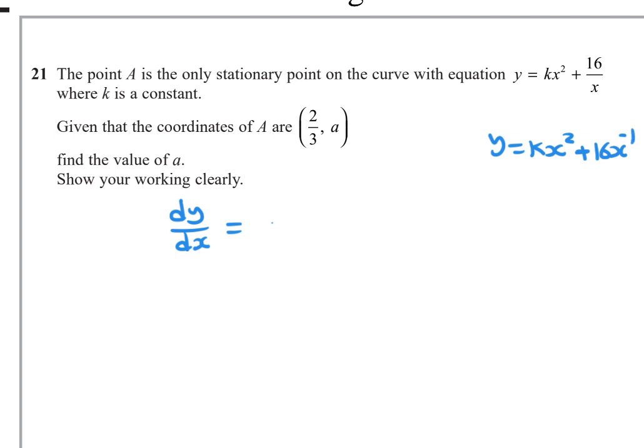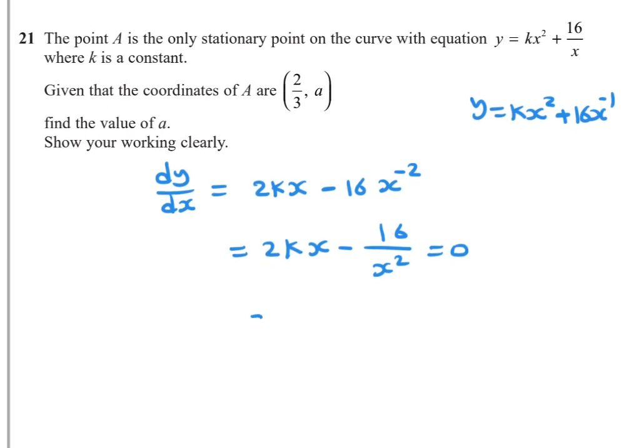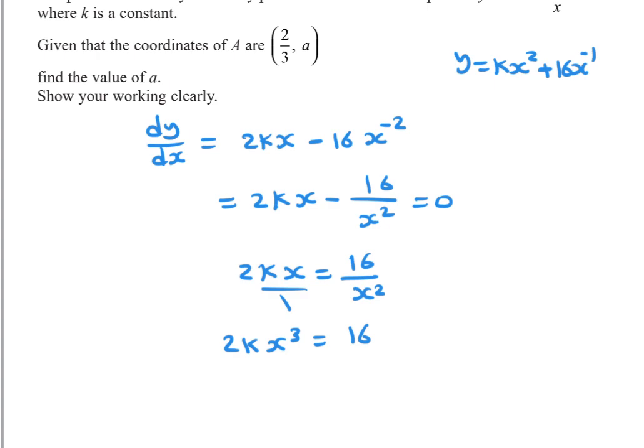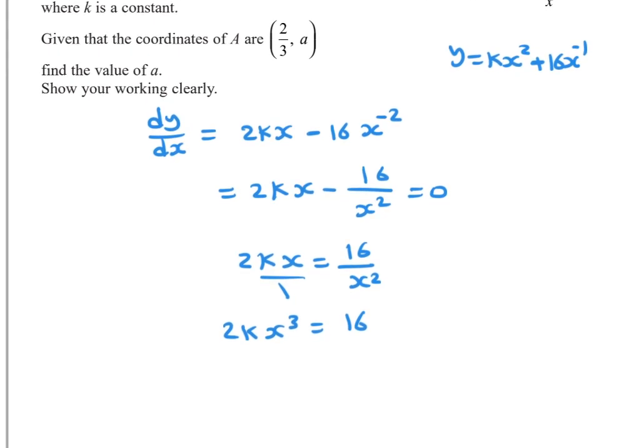Now dy over dx is 2kx minus 16x to the power negative 2, which can be written as 2kx minus 16 over x squared. Now equate to 0. So 2kx equals 16 over x squared, cross multiply. So 2k x cubed equals 16. Divide by 2k. So x cubed equals 16 over 2k.